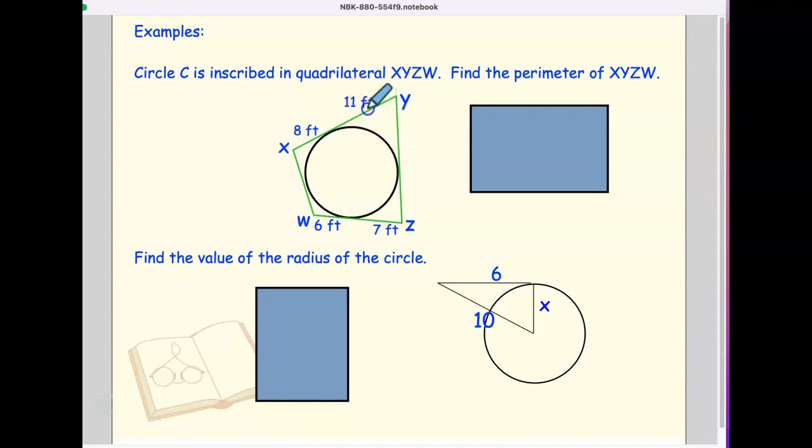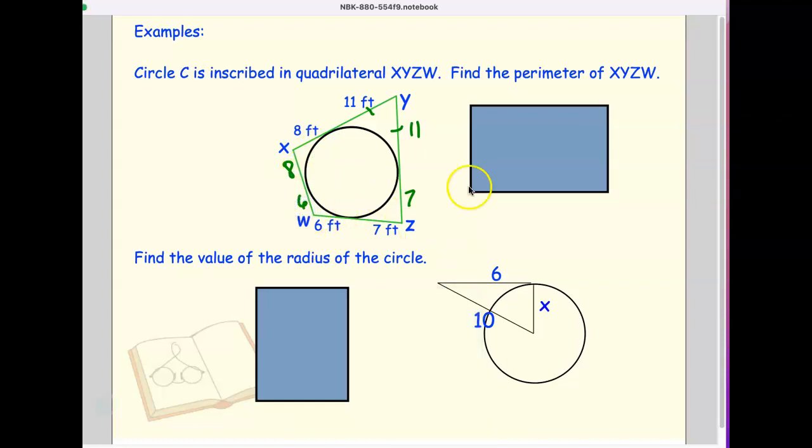So this one would have to be the same as this one, so we know from Y to the circle would have to be 11. And we know that from Z here is 7, so Z here would have to be 7. We know that from X to the circle is 8, so from X to this part of the circle is 8. And since W to this part is 6, W to this part would also be 6.